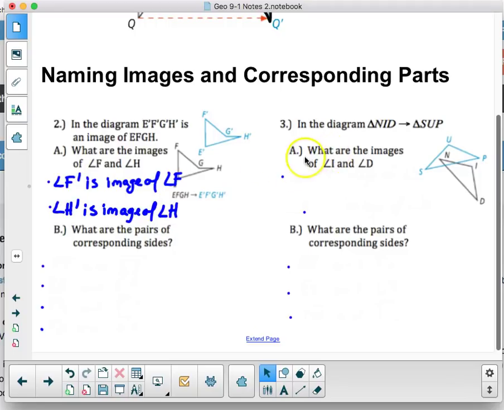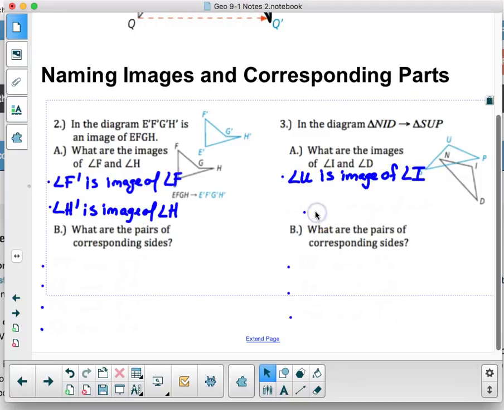What I'd like you to do is look at this next picture and come up with the images of angle I and angle D. Now that you've had the opportunity, keep in mind, N-I-D and S-U-P: order matters. N goes to S, I goes to U, D goes to P. So angle U is the image, the final resting place of angle I. And angle P is the image of angle D, the final resting place of angle D. So D went to P.